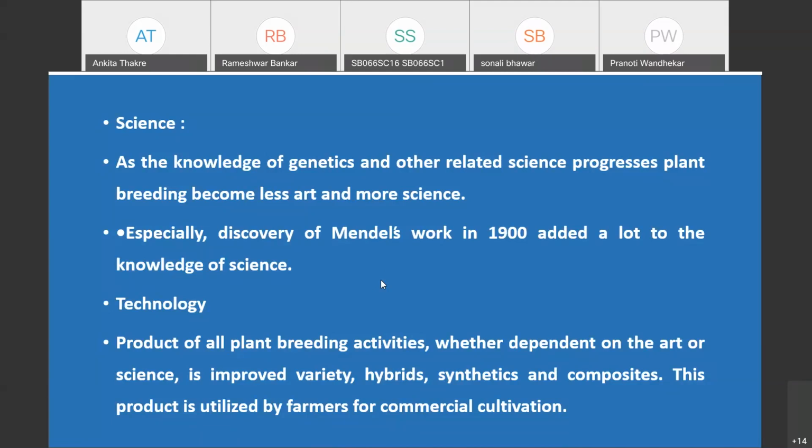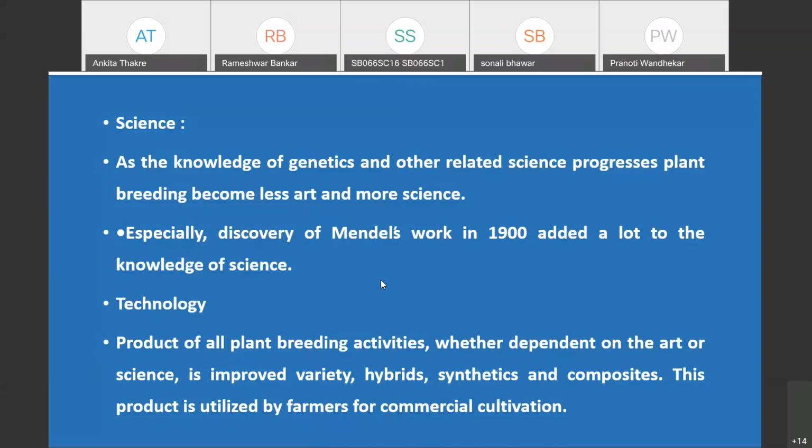Okay, because the product of all plant breeding activities, whether dependent on art or science, is an improved variety. What is the final product of plant breeding? The improved variety, which is superior or far better than the existing variety. That's why we say the product of all plant breeding activities, whether dependent on art or science, is the improved variety, hybrids, synthetics, and composites. And this product is utilized by farmers for commercial cultivation.